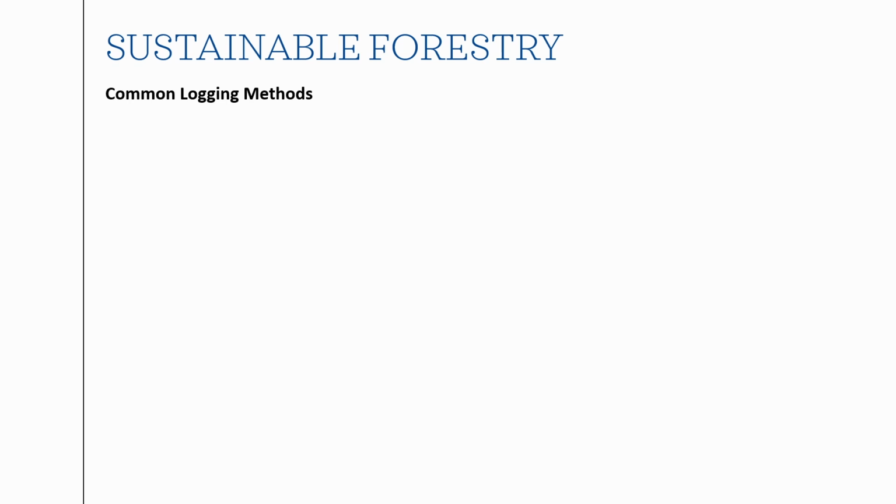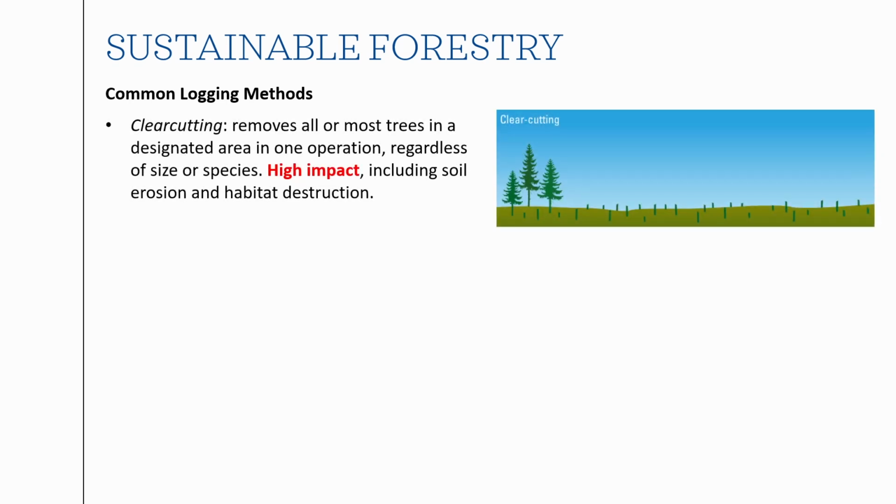But there are different methods for how we remove the trees. What we just demonstrated on the previous slide, and what I'm showing you here, is clear cutting. Clear cutting is easy because you just go in and remove all the trees in one operation. So economically, it makes sense because it's easy to do and you get a good chunk of money out of it. But this has a high impact on the environment because it increases soil erosion, which depletes your ability to grow quality trees in the future, and it does destroy habitats.